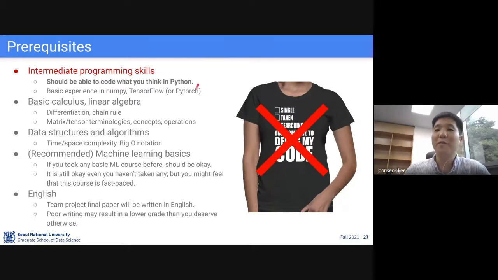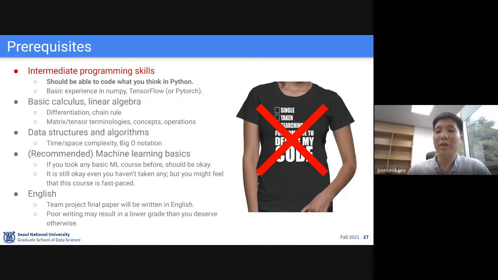If you don't have strong programming skills in Python, you will have a hard time following this course. I'm kind of warning you. You should be able to code. Basically, you should be able to code what you think in Python. Given some data, you may think in your head that you'd like to move this data to this data structure, and then manage something, and then build some models and feed it to that, and from the output you'd like to evaluate. You can logically think all of these, but if you're not able to transfer it to actual code, then it will be really hard for you to take this course.